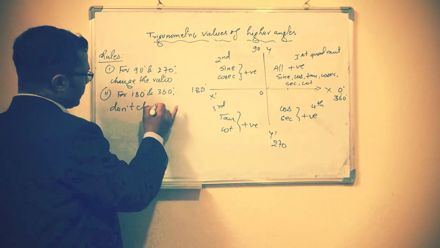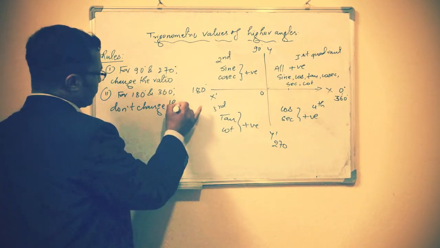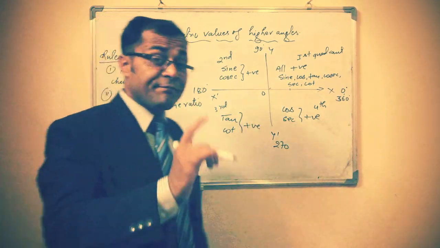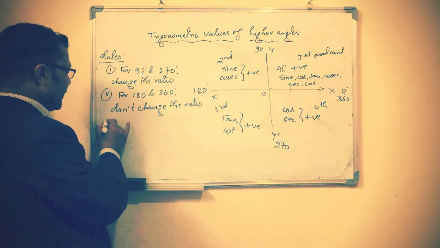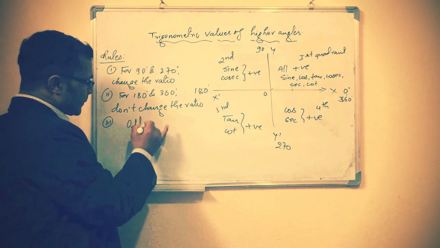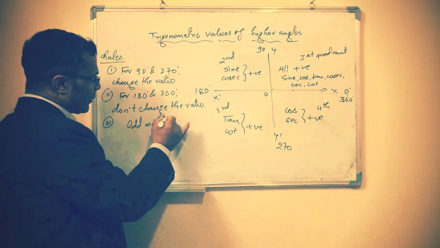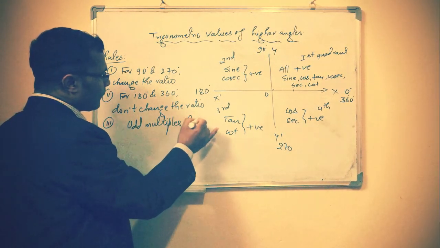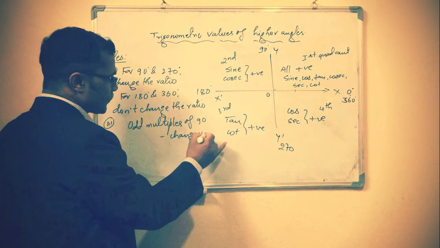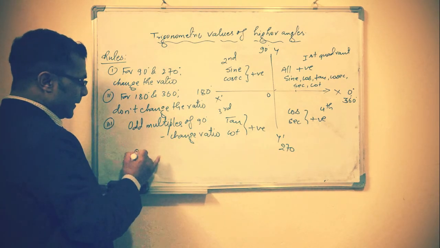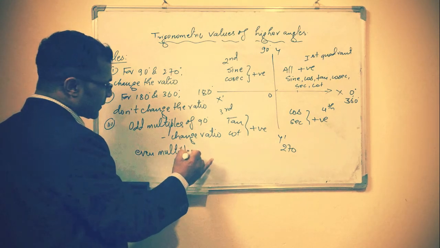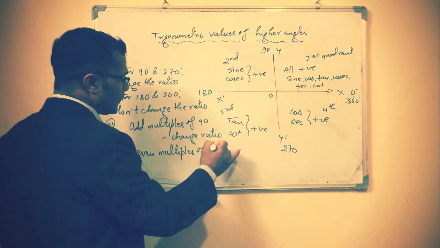Don't change the ratio. And the very important rule number 3 is: odd multiples of 90 change the ratio, and even multiples of 90 don't change.